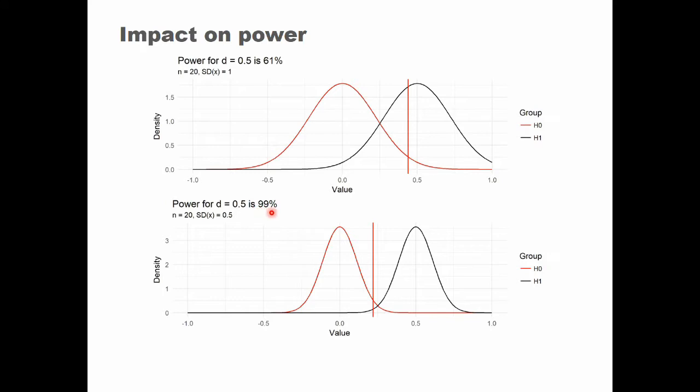So if the truth is that the real effect of the treatment is 0.5, then I'm going to see that in a sample if I have 20 people in my sample, I'm going to see that 99% of the time. I'm going to actually detect that thing if it's there. So reducing the variability in the outcome reduces the variability in the sampling distribution of the mean, which gives us more power and more precision.